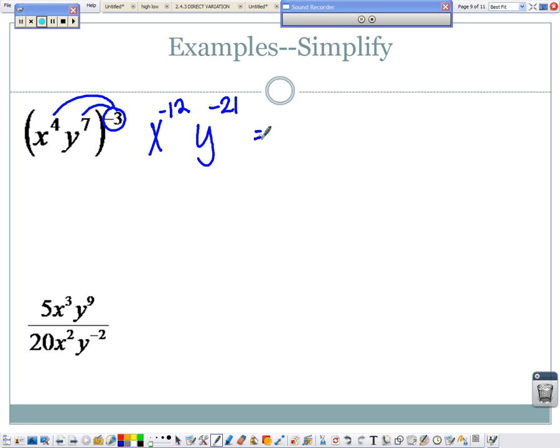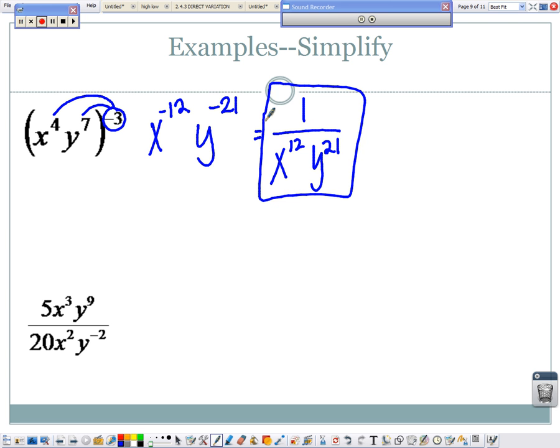And remember, I don't want any negative exponents. So all I have to do is, these are in the top of the fraction right now, so I just simply move them to the bottom. This is in the top of the fraction. I simply move it to the bottom. And I have to put, since everything went underneath, I have to put a 1 underneath it for a placeholder.